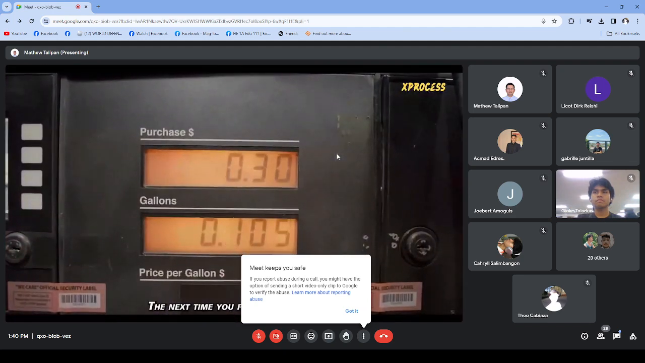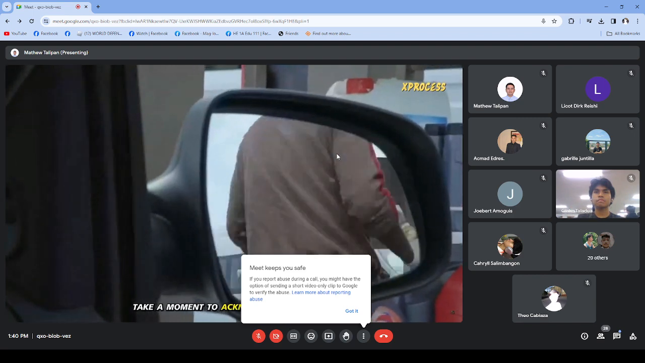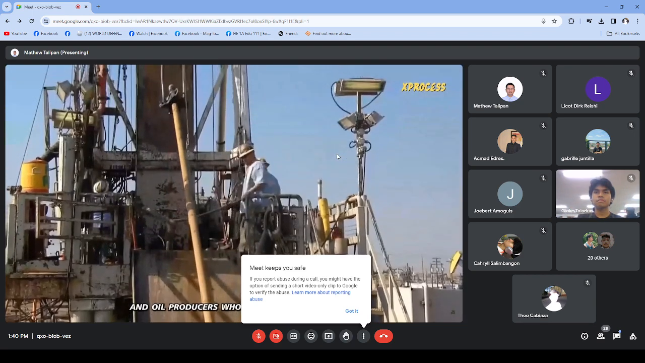The next time you fill up your tank and think about the high fuel costs, take a moment to acknowledge the sweat and toil of the laborers and oil producers who make it all happen.